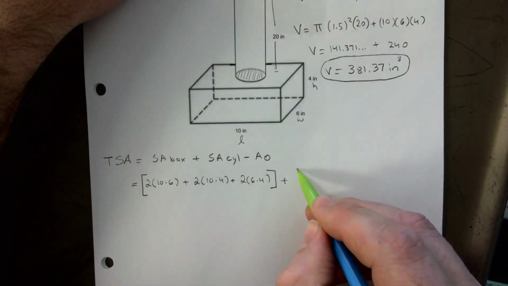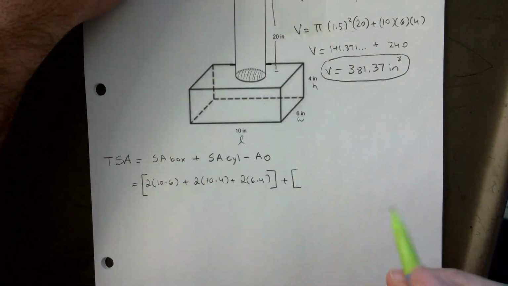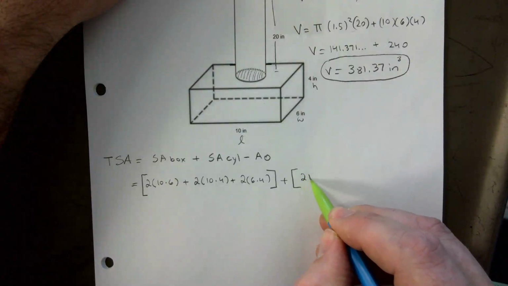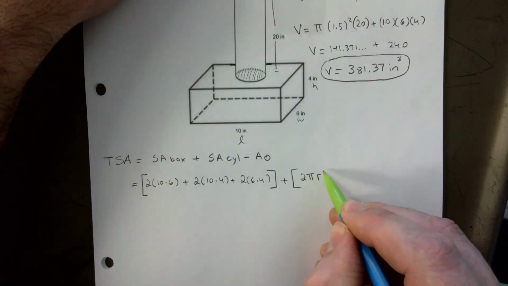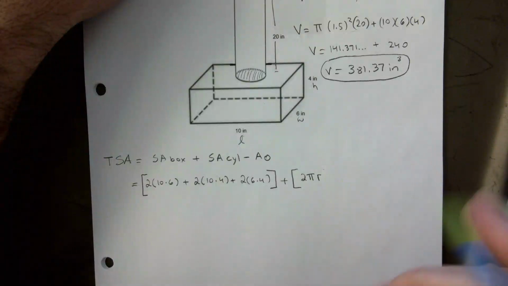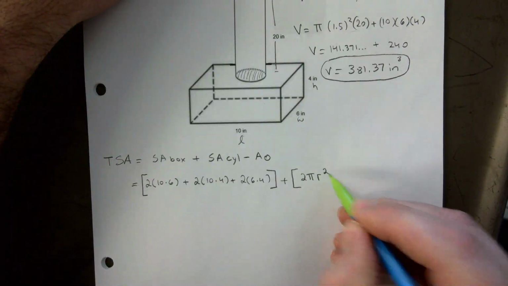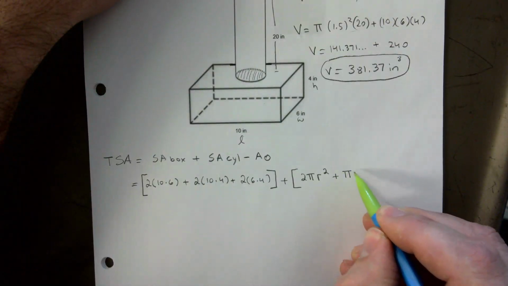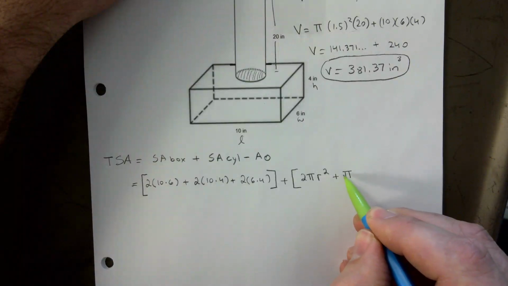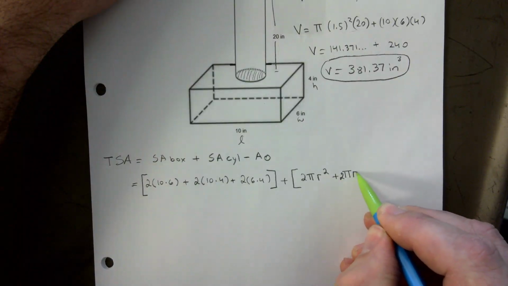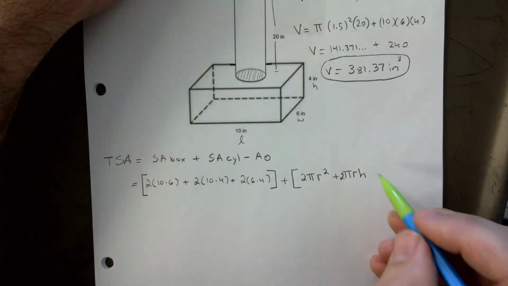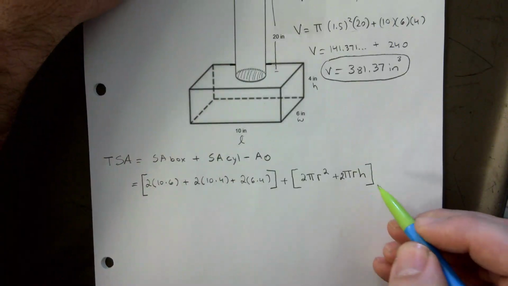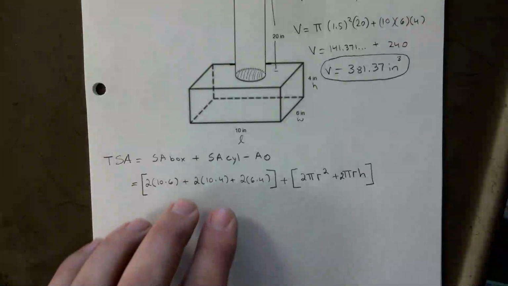Plus surface area of the cylinder. What's the surface area of the cylinder? 2 pi r squared. I'm going to write this out. Plus 2 pi RH. But there's a problem there.